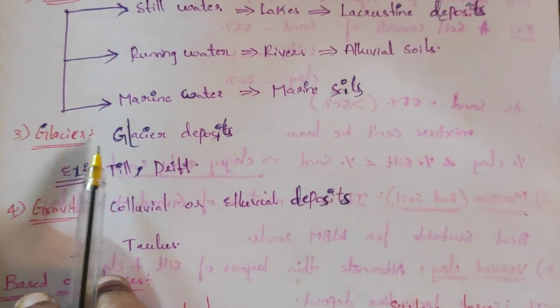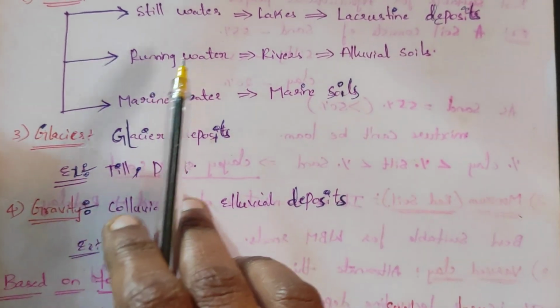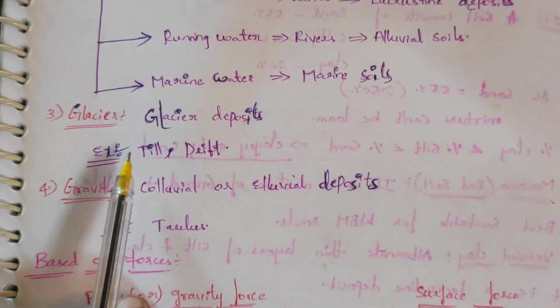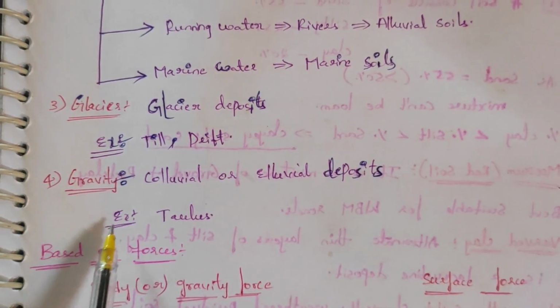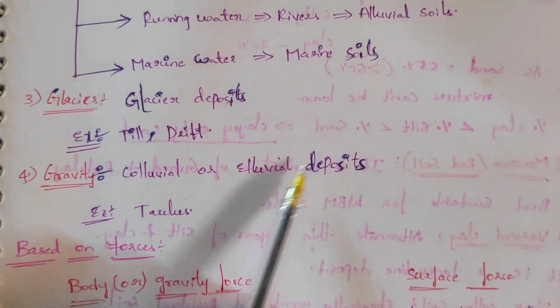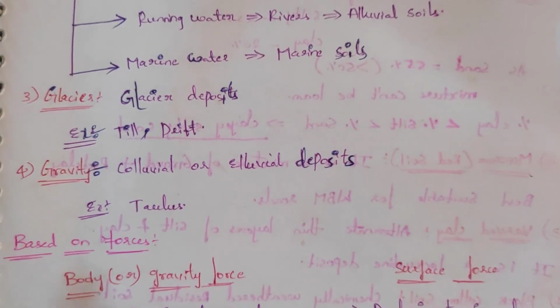Next one, based on the transporting agents, third one is glacier. Glacier deposits, example till and drift. Next one, fourth one, gravity, that means colluvial deposits, for example talus.